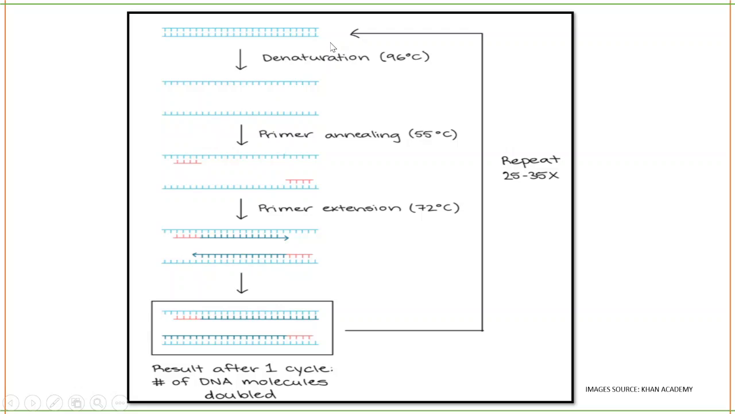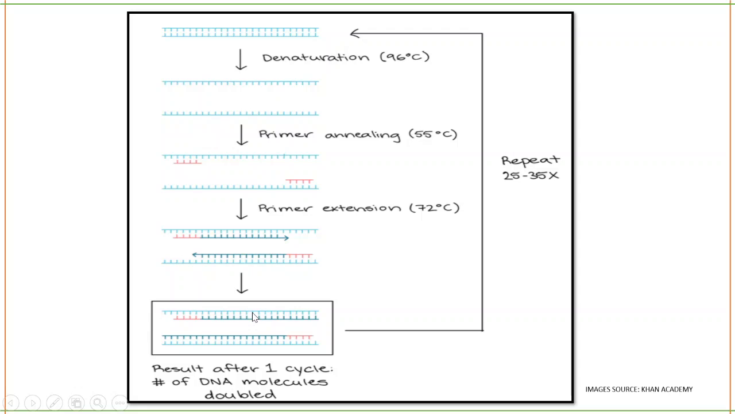First is the denaturation step at 96 degrees. Double stranded DNA will be converted into single strand. Next is primer adding. Annealing happens at 55 degrees Celsius. You can see primer has been added. Next is primer extension at 72 degrees Celsius. Primers have been extended and the newly synthesized strand has been formed.